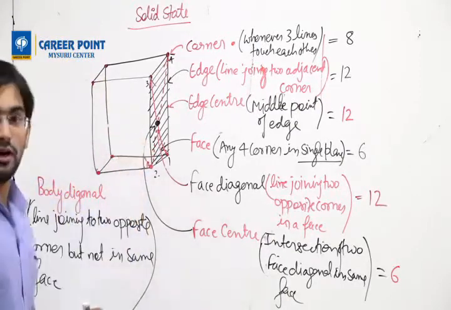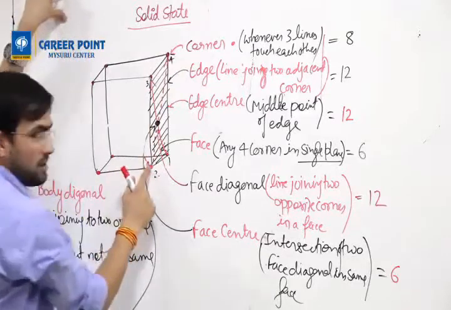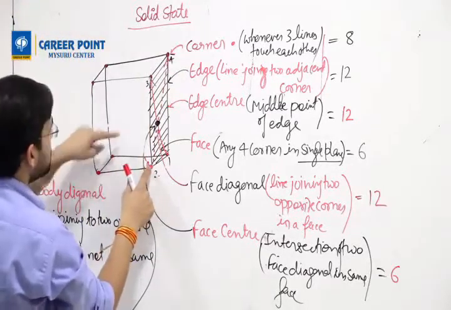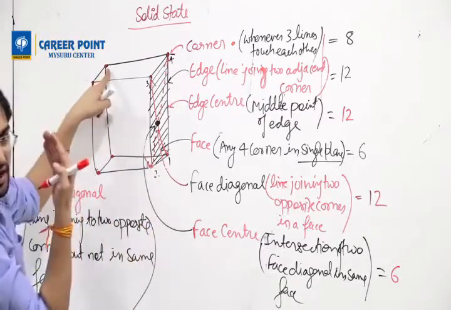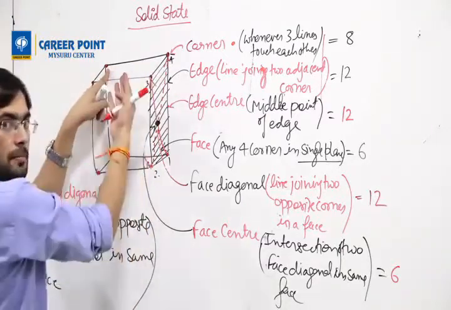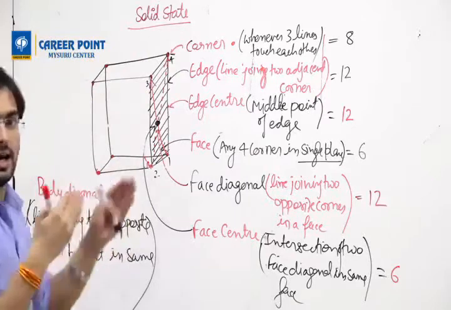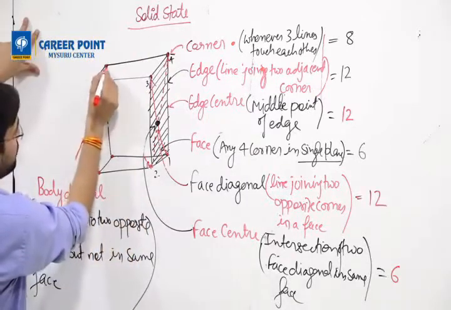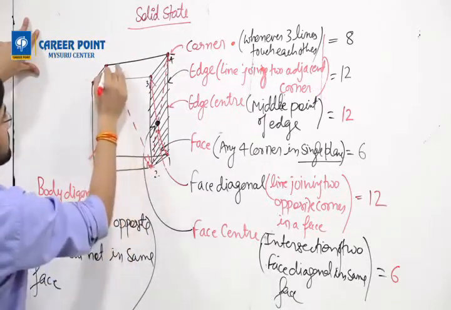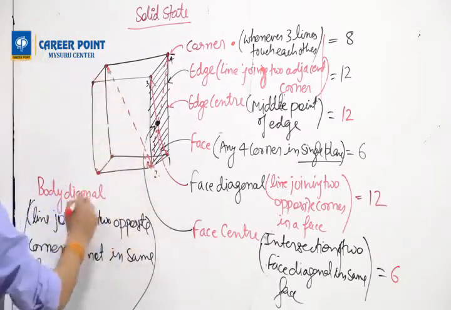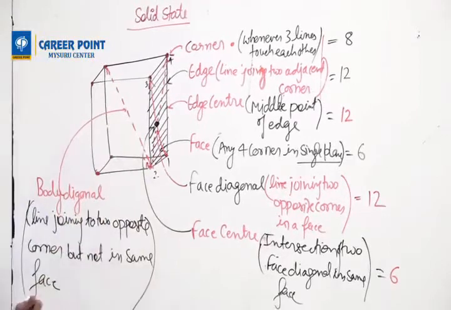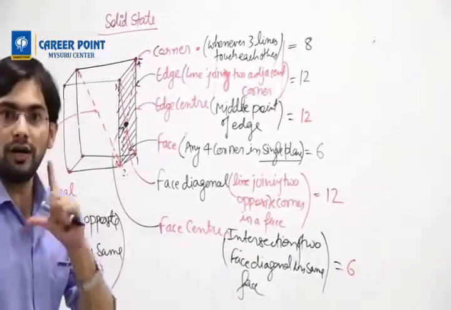So how do I draw it? Now what do we take? We take this corner and not this. There is a corner here. Now this face is the front face, and that face is the back face. So now they are in opposite faces. So what I do is join from here to there. Now this is your body diagonal.